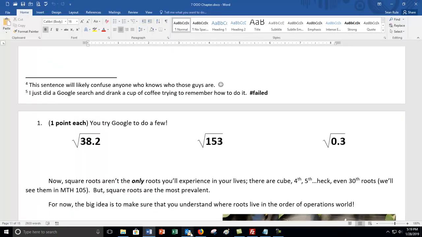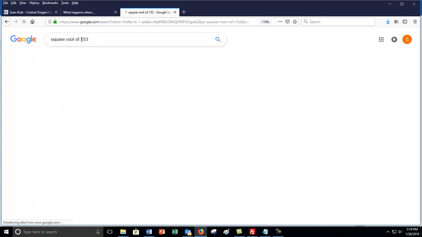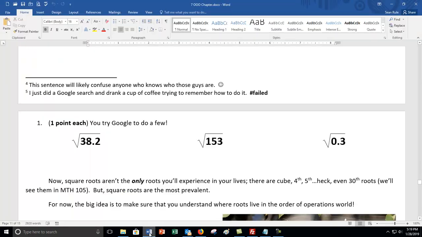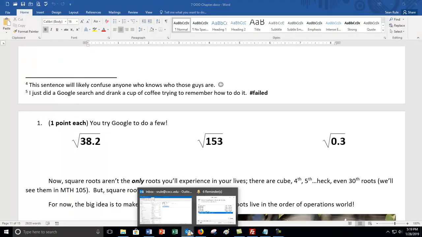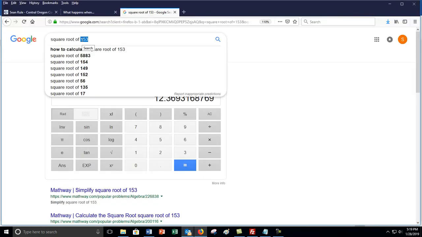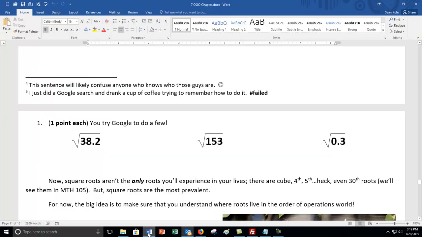Root 153, the root of the room number our son was born in, 153. That's going to be about 12.4. That gets you back to 153. And then root of 3/10. Whoops, wrong. It's over here. There we go. Root of 3/10 ends up being 0.55 or 0.5, depending on what you're rounding off to. Okay, we'll come back to that one in a second.